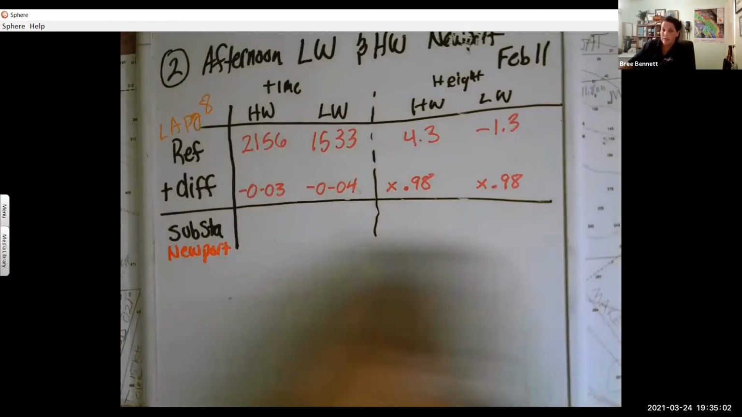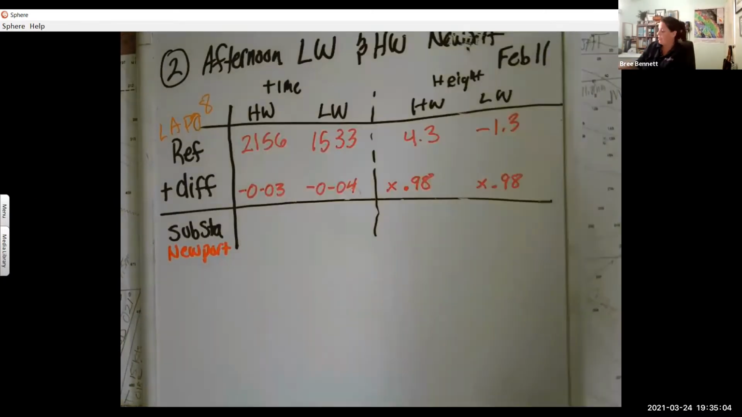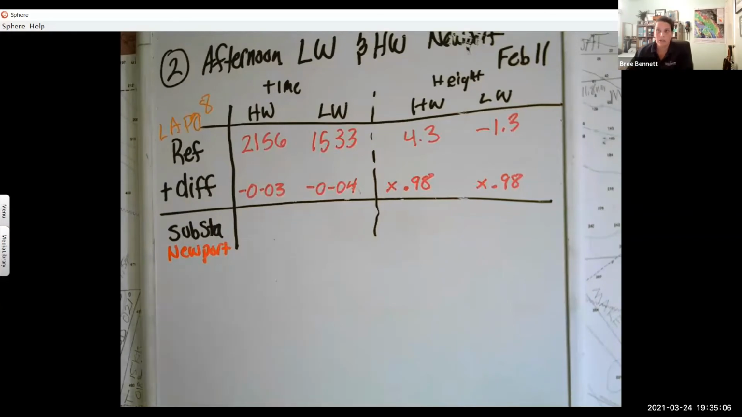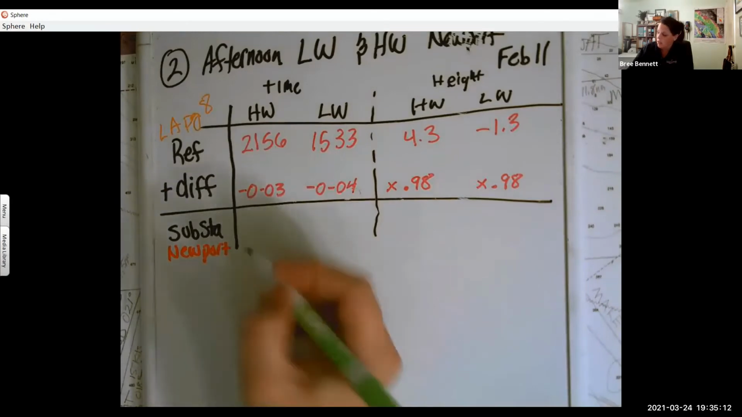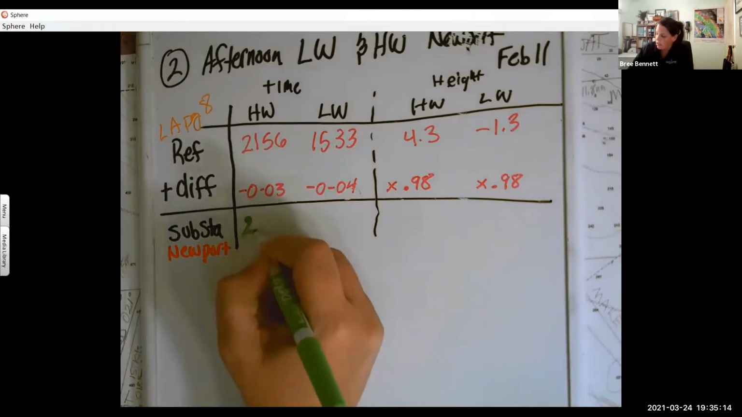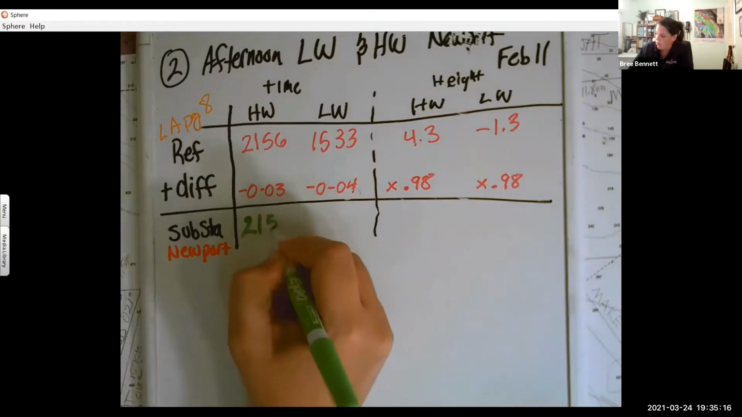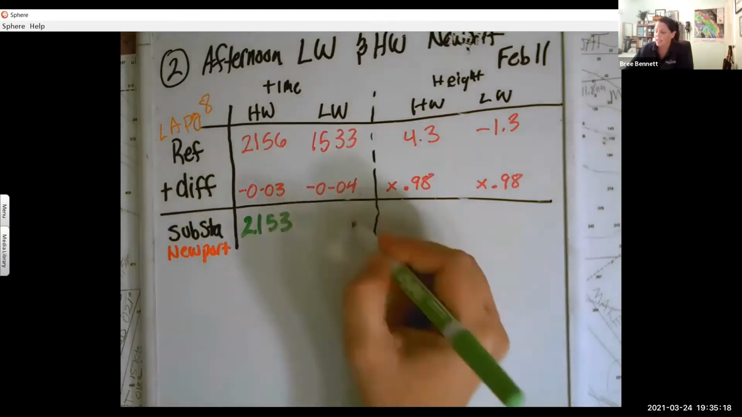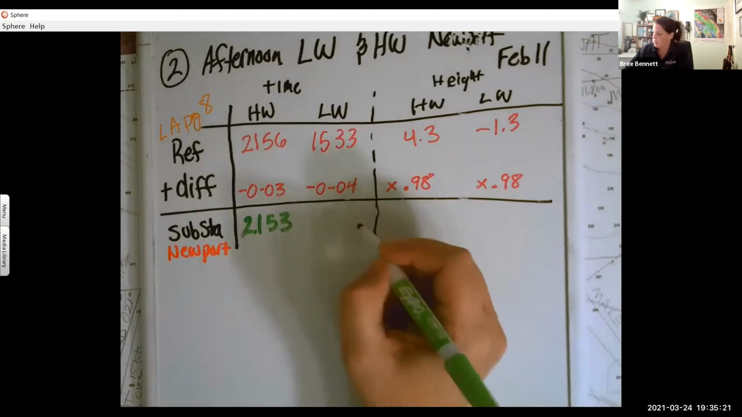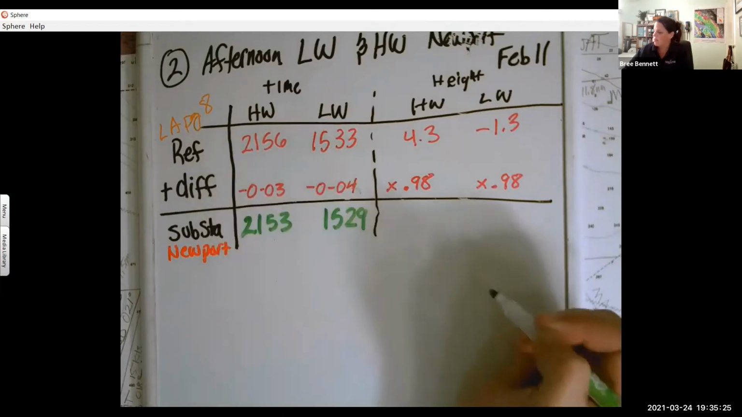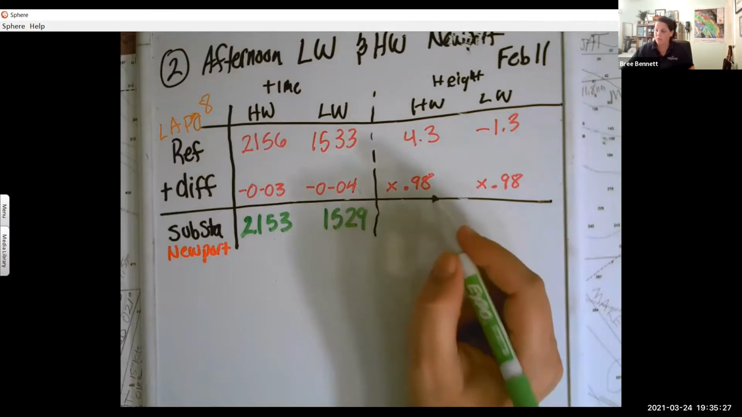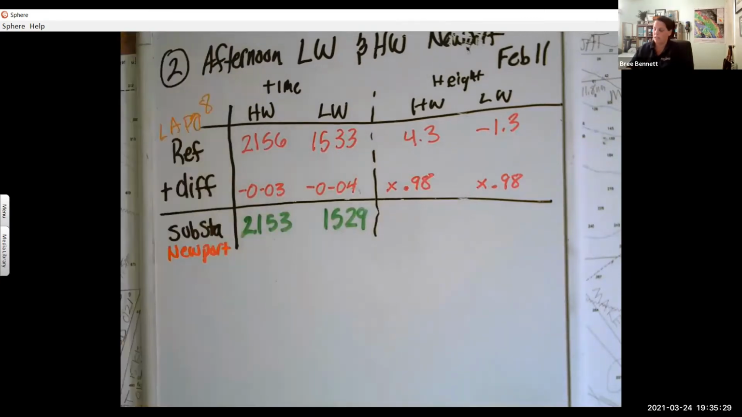So then we just apply our corrections or our differences. So in this case, we subtract just 3 minutes. So we get 2153. In this case, we're subtracting 4 minutes, 1529. This one we are multiplying, so that little star meant multiply.